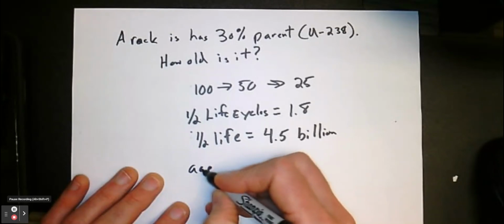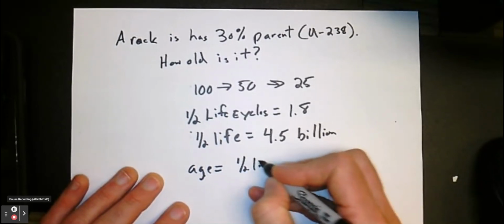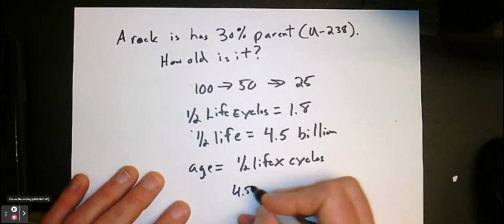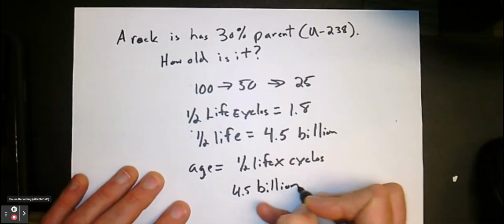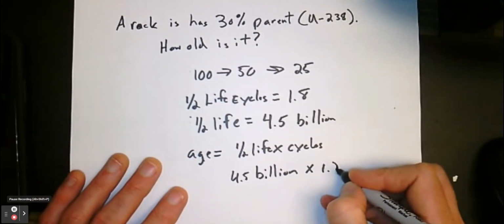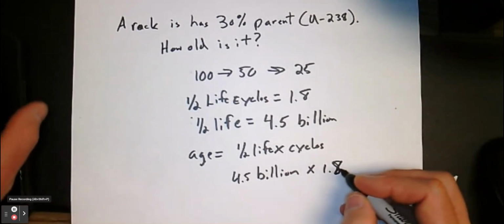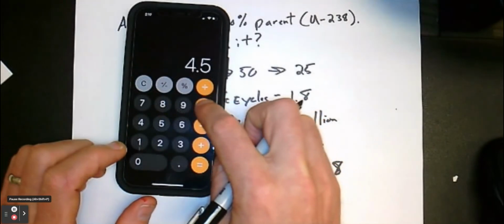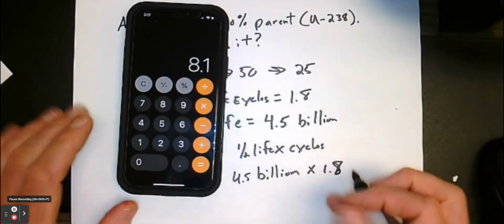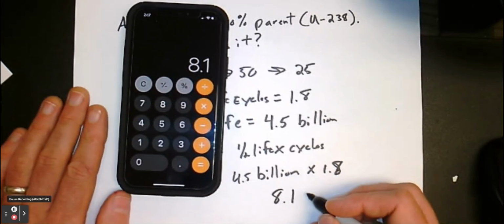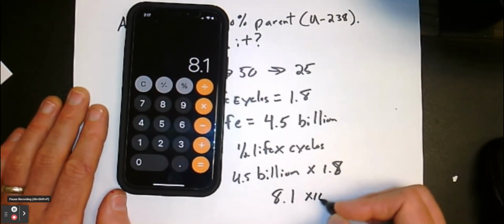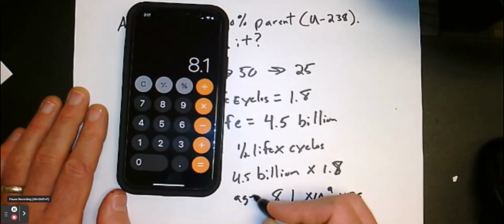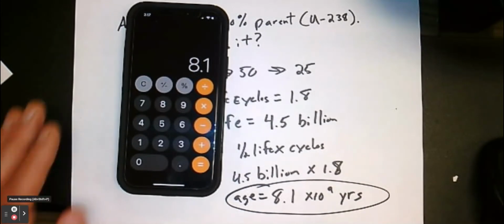So my age is half-life times cycles. So 4.5 billion times 1.8. I get 8.1 billion, so 8.1 times 10 to the 9th years. And that's how you would do it.